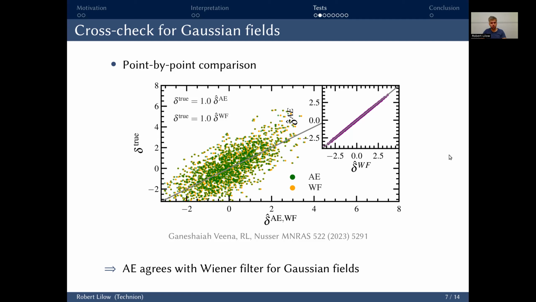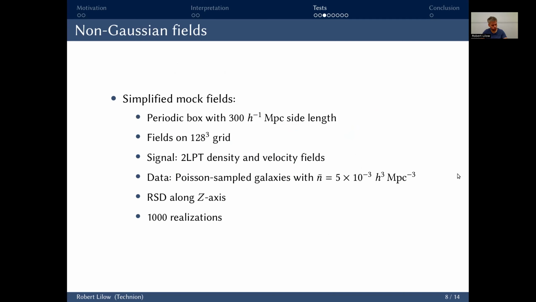Excellent. It sounds like a trivial task, but I think it's important. I want to make sure that if you apply this very complicated nonlinear network to Gaussian fields, where you know the solution is just a linear mapping, it better reproduces this linear mapping and doesn't hallucinate some complicated nonlinear reconstruction. But as you see here, it doesn't, it's consistent. Now to the more interesting case, the non-Gaussian fields. So in this application, we choose a rather simple setting for mock fields, which is sufficient for what we want to show.